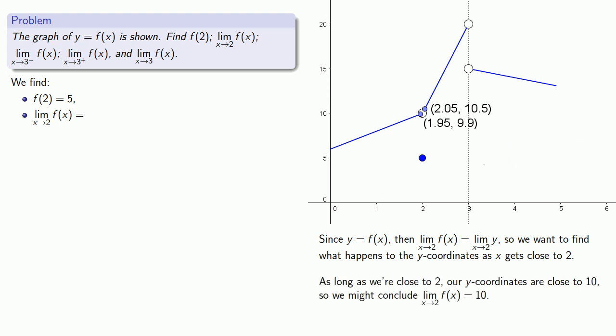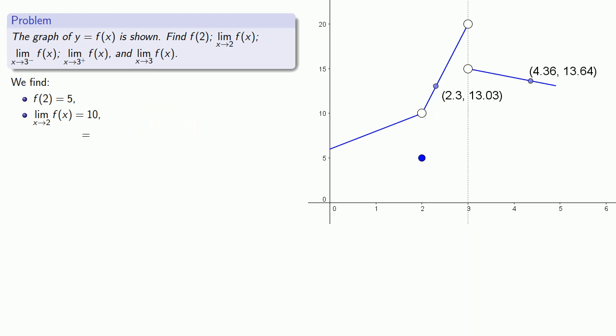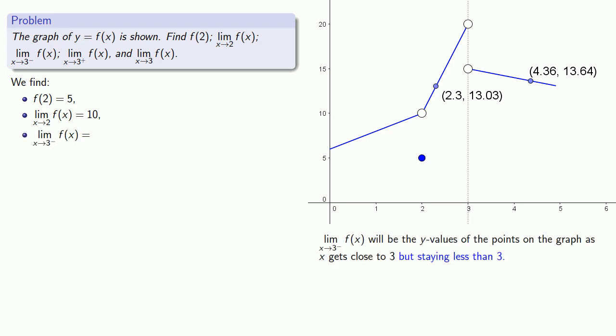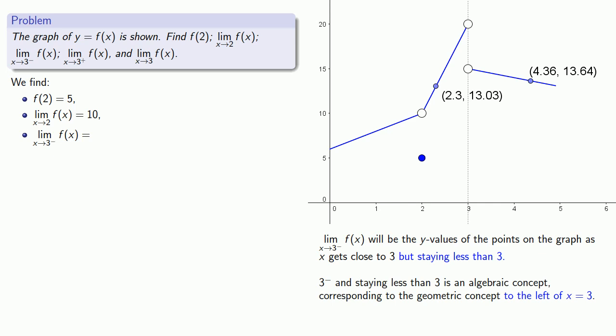Based on these observations, we can determine what happens to y as x gets close to 2. And we see that as long as we're close to 2, our y coordinates are close to 10. And so we might conclude that the limit as x approaches 2 of f of x is 10. The limit as x approaches 3 from below will be the y values of the points on the graph as x gets close to 3 but staying less than 3.